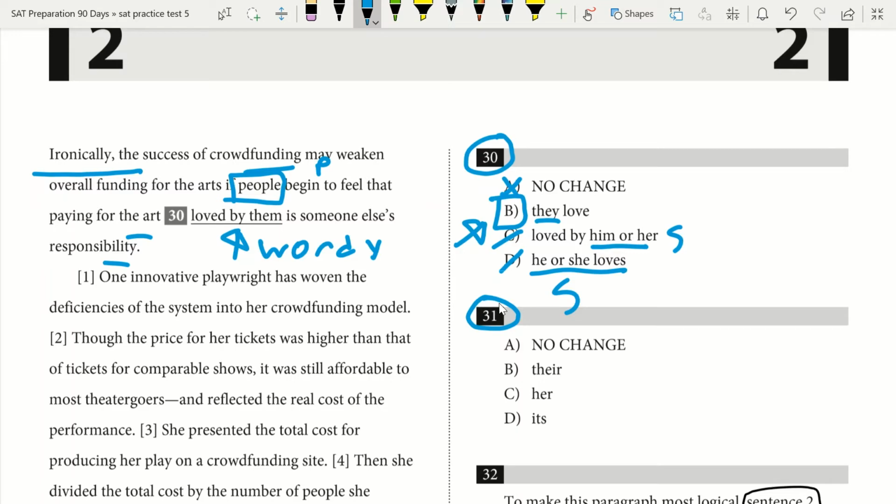So when dealing with a question that deals with an antecedent like this, where you have to find the number of what you're referring to, what I recommend doing is going back through and finding that subject. In this case, that subject was people. Therefore, we knew that we had to have the plural pronoun they.